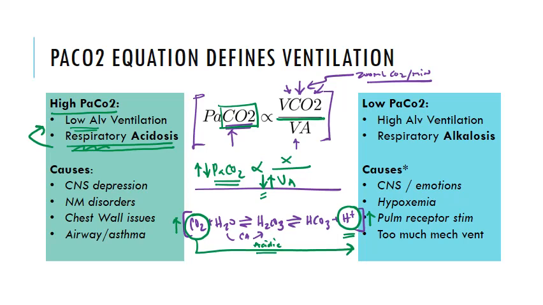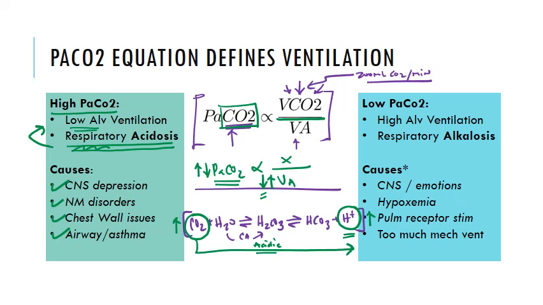Low alveolar ventilation can come from a number of different causes. Number one, CNS depression, as you would see in an opioid overdose. Number two, neuromuscular disorders, like you would see in ALS, when the muscles themselves are unable to fire to allow us to breathe. Number three, chest wall issues like chest trauma or a pneumothorax, where a portion or the entirety of a lung is rendered inoperable. And lastly, a foreign body obstruction or an asthma exacerbation.